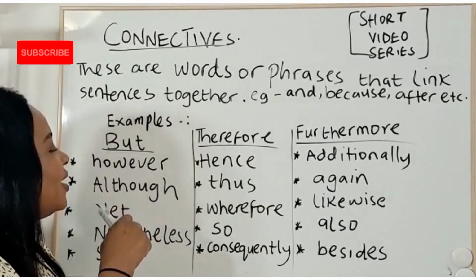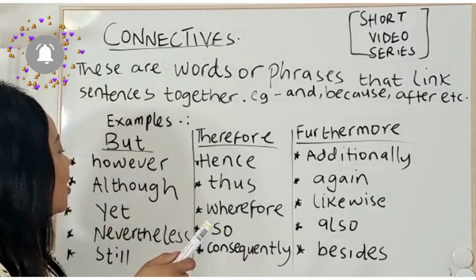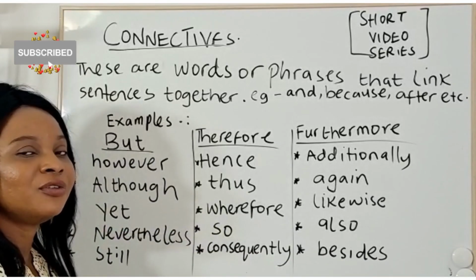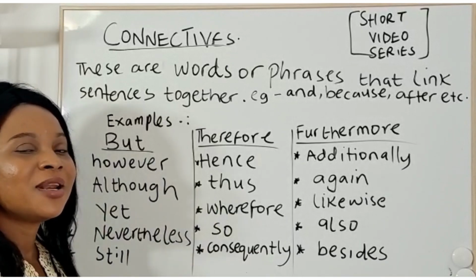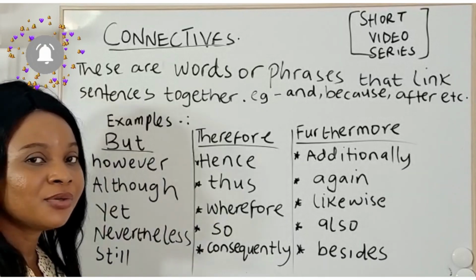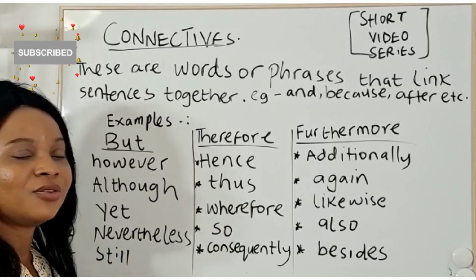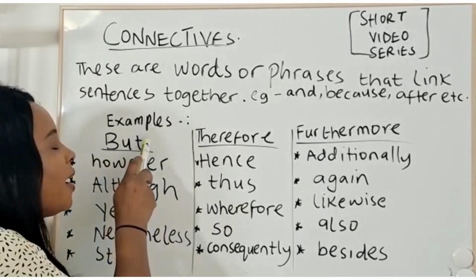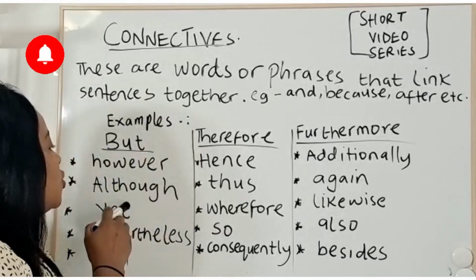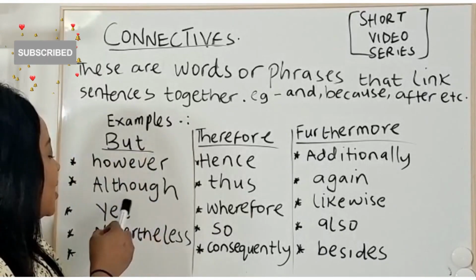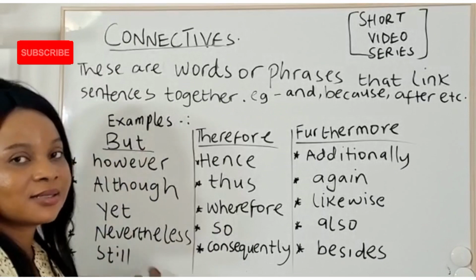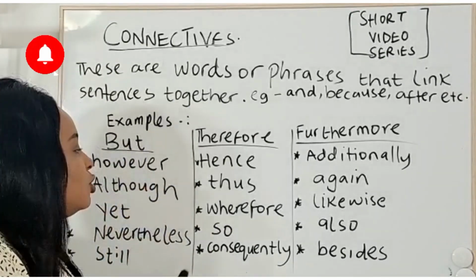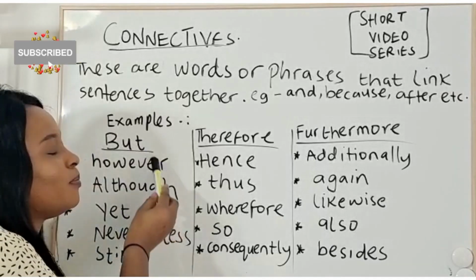The boy took my iPhone, however, he returned it. The boy took my iPhone, but he returned it. Now I'm using them to make examples so you know that they are the real words that you can use instead of the word but. So instead of using but every time, you can use however, although, yet, nevertheless, and still. These are not exhaustive lists. These are not the only synonyms that you can use in place of but.